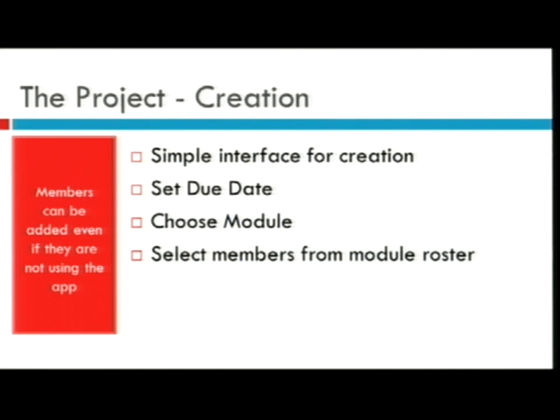Creation of the project is quite simple. There's a simple interface. You set your basic details, your name, description. You set a due date for the project. You choose a module which is associated with this project. And this helps you select your members from the module roster. Now because of this, you don't have to remember or go around asking your project group mates their metric number, their IDs, etc. All this is pulled from IVLE, so you can directly choose your members from the list based on their name and their metric number.